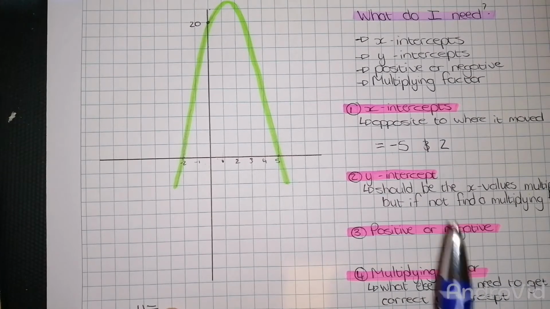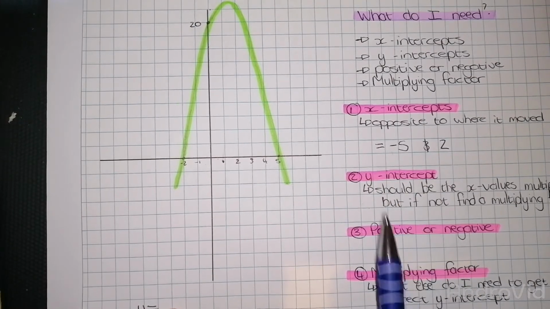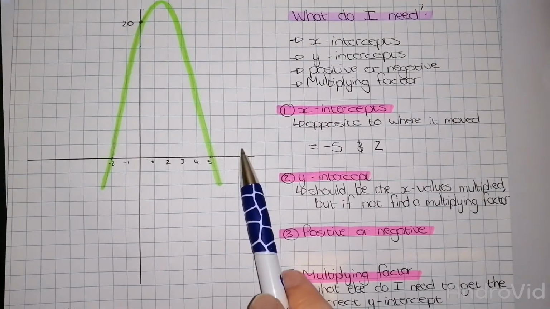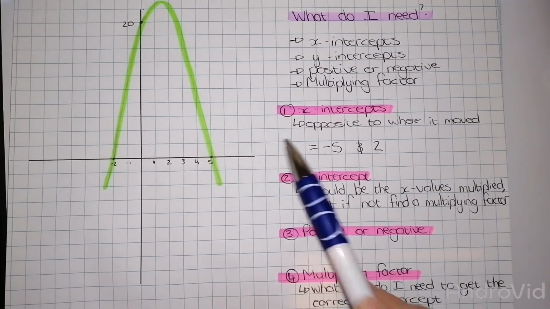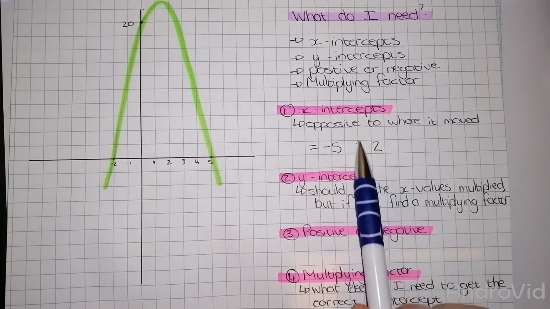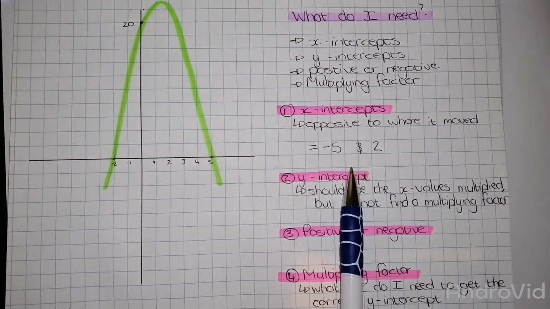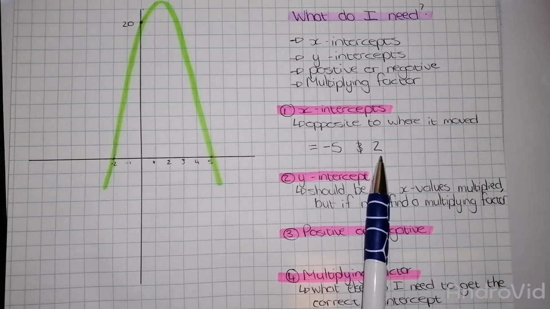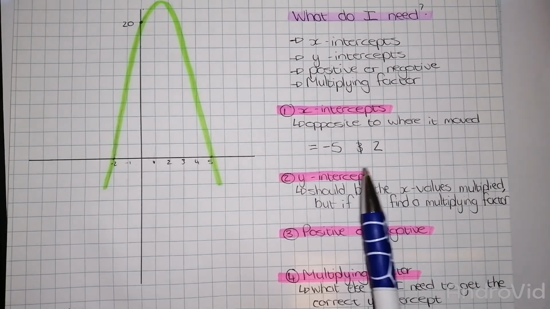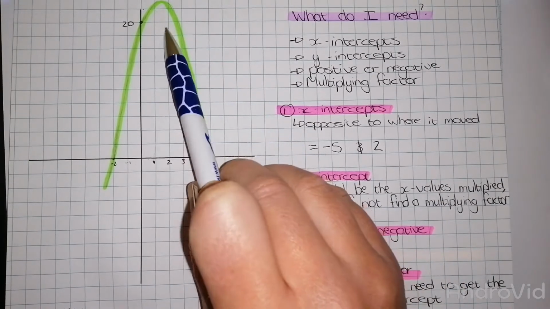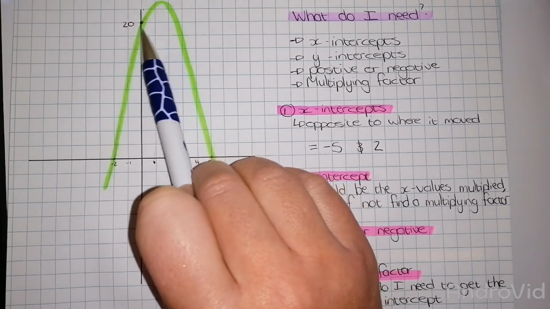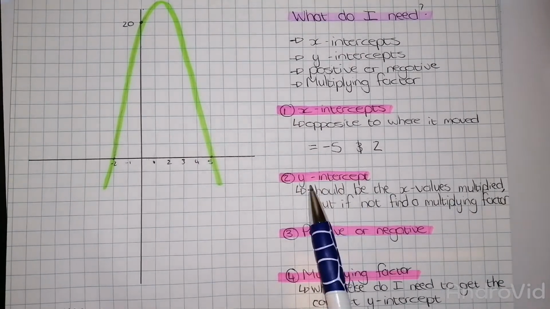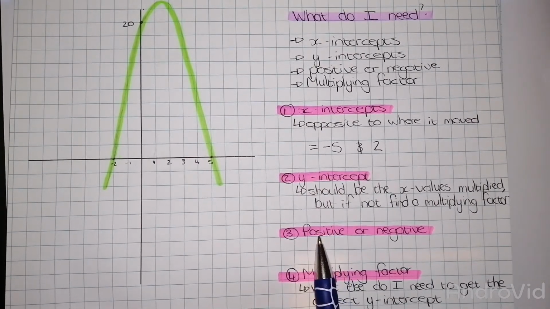My second step is I need to find the y-intercept. The y-intercept, when looking at a factorized equation, should be the same as the x-intercepts multiplied by each other. So -5 times 2 gives me -10. So therefore, I can see that the y-intercept is actually at 20 and not at -10. So before we find the y-intercept, we need to carry on to step 3.